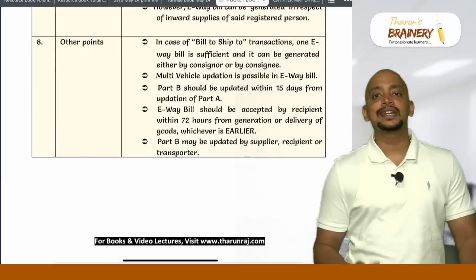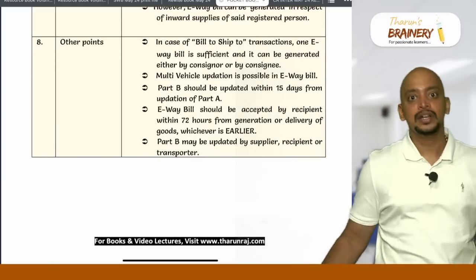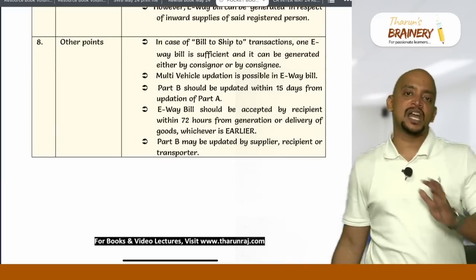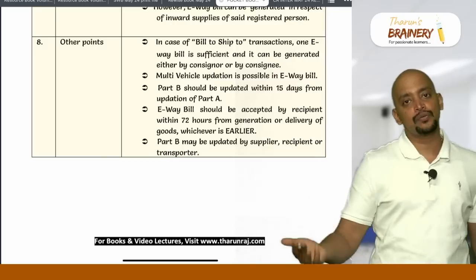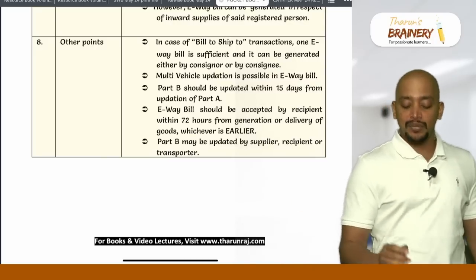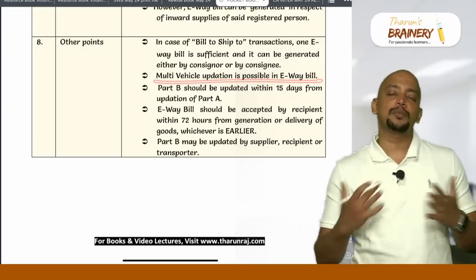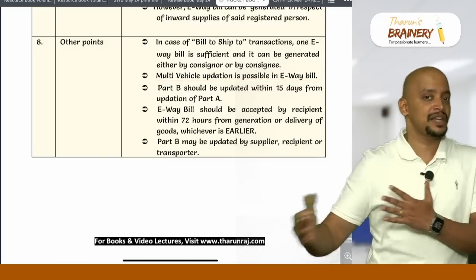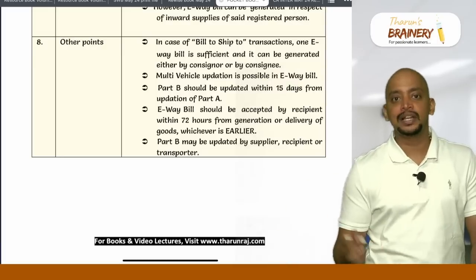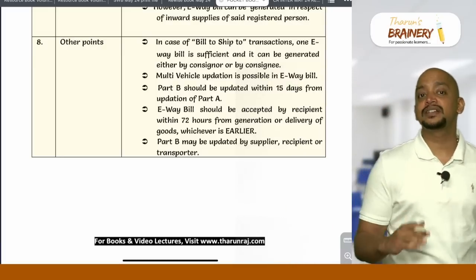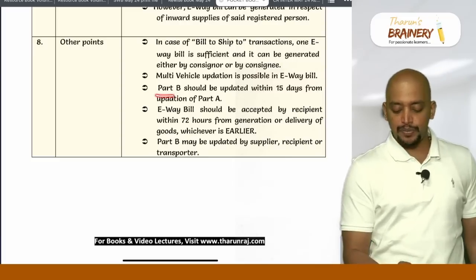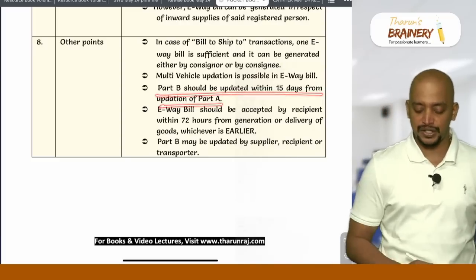And other points, in case of bill to ship to transactions: I am delivering the goods to a third person and I am raising the invoice to the recipient. In that case, one e-way bill is sufficient, even though two supplies are involved. Multi-vehicle updation is possible in e-way bill, up to some distance in one vehicle, thereafter another vehicle. Once the part A details are entered, part B, that is vehicle details, needs to be entered within 15 days. So part B should be updated within 15 days from updation of part A.